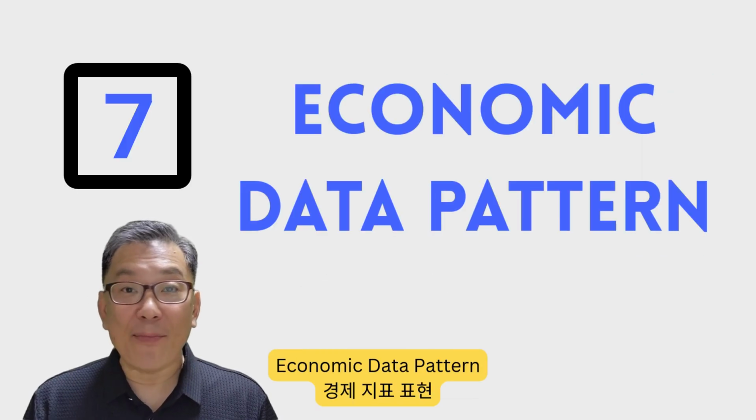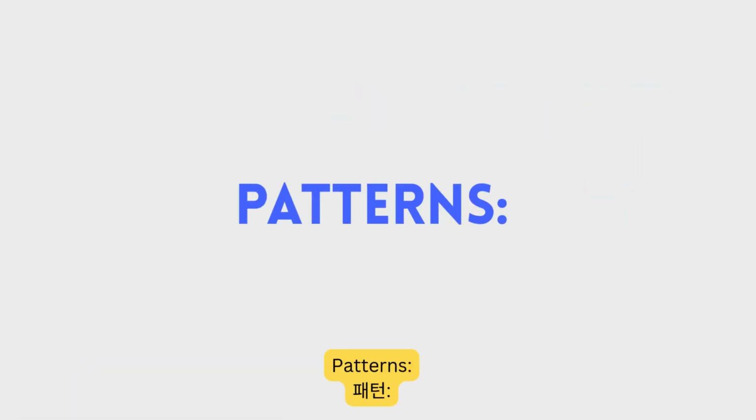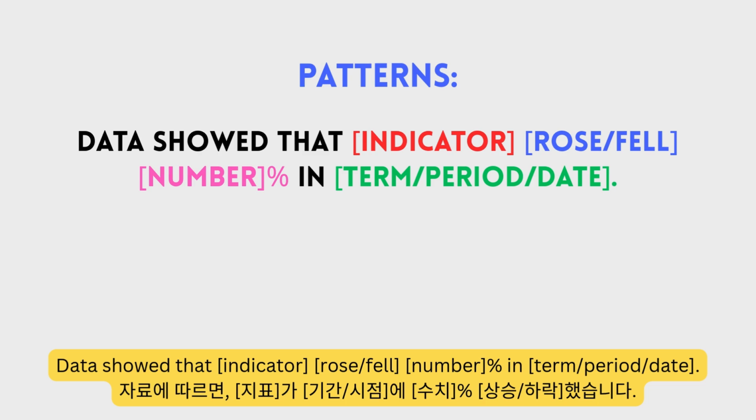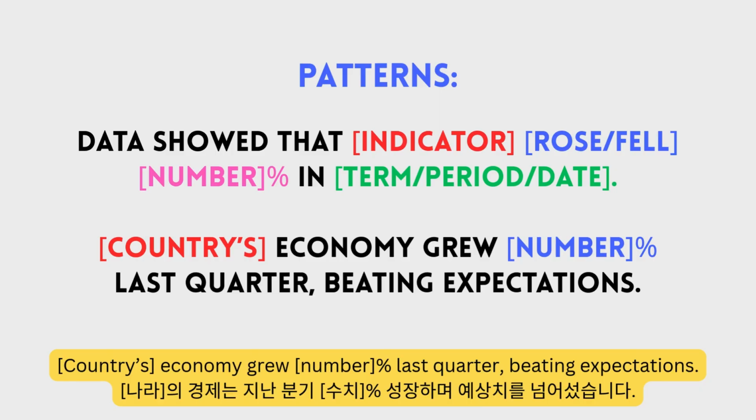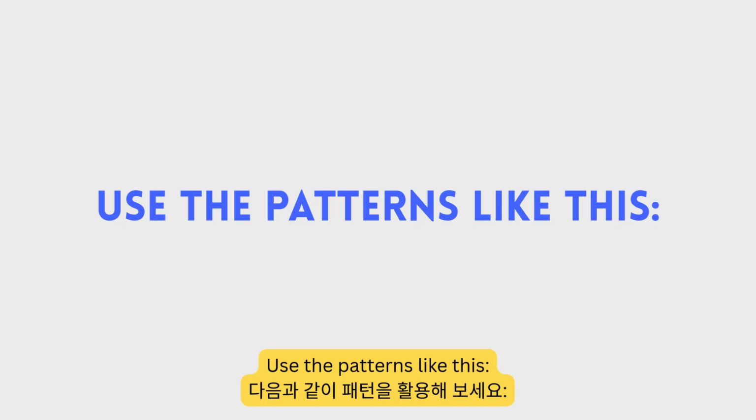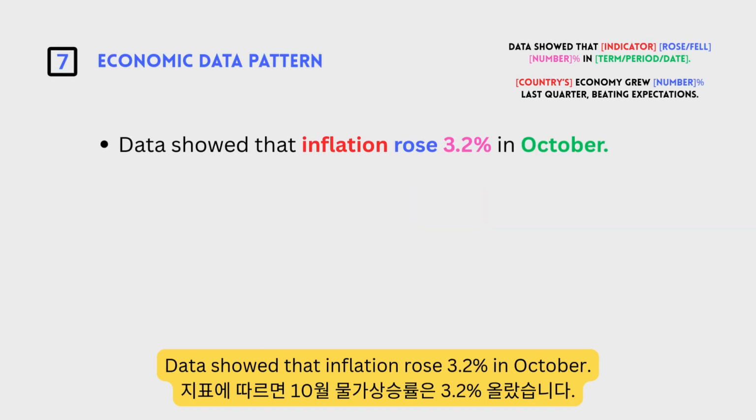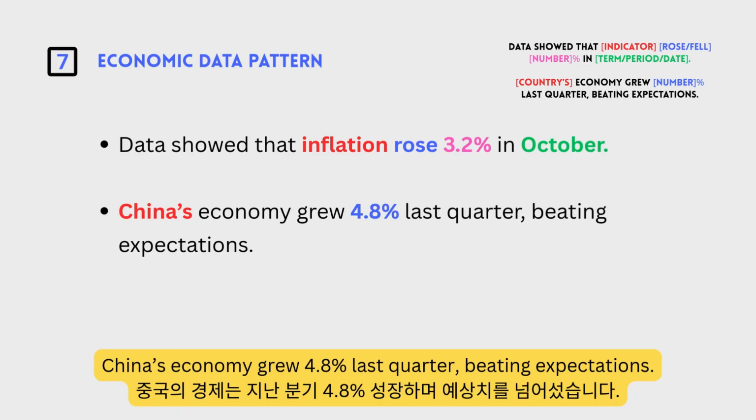7. Economic data pattern. Patterns: Data showed that indicator rose, fell, number percent in term, period, date. Country's economy grew number percent last quarter, beating expectations. Use the patterns like this. Data showed that inflation rose 3.2% in October. China's economy grew 4.8% last quarter, beating expectations.